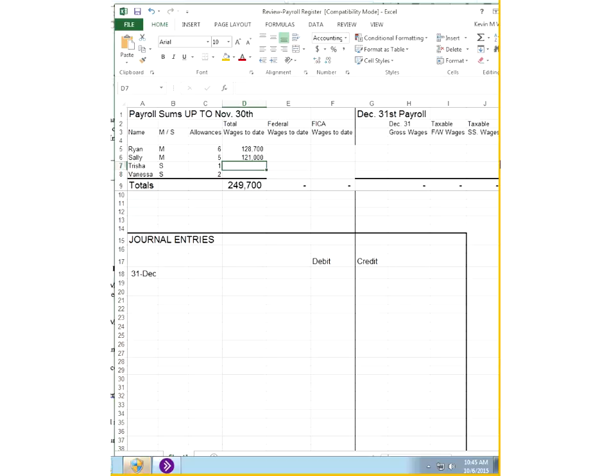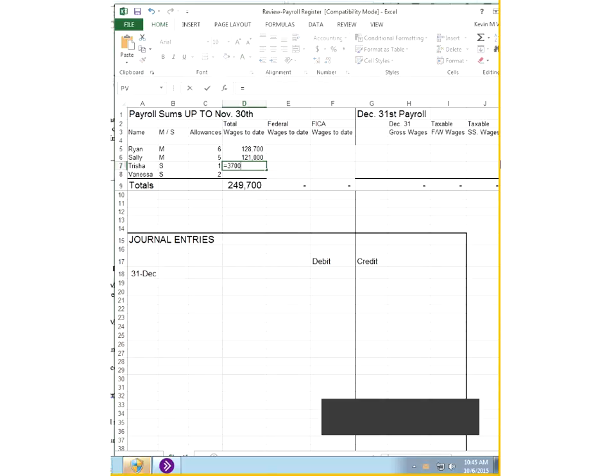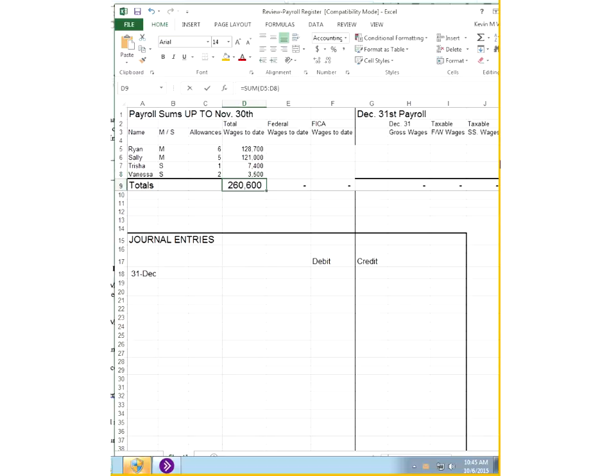I'm going to take the 11,000 times 11 months that she's been here. For Tricia, she's only been here 2 full months as of the end of November. She was here in October and November, so I'm going to take her 3,700 and multiply that by the 2 months. And then for Vanessa, it's just the 3,500. She was only here the month of November.